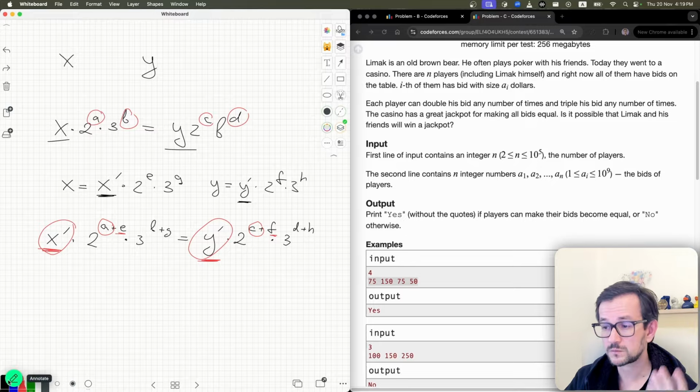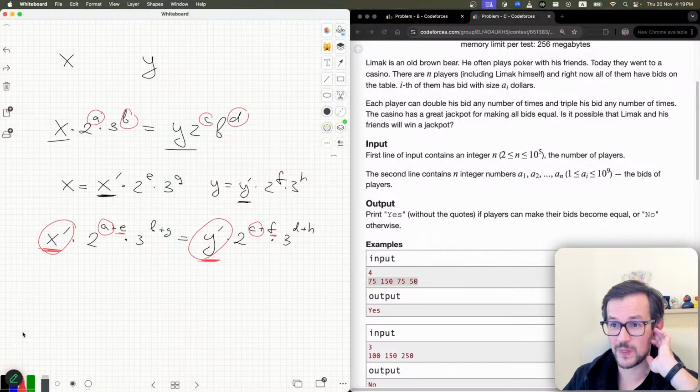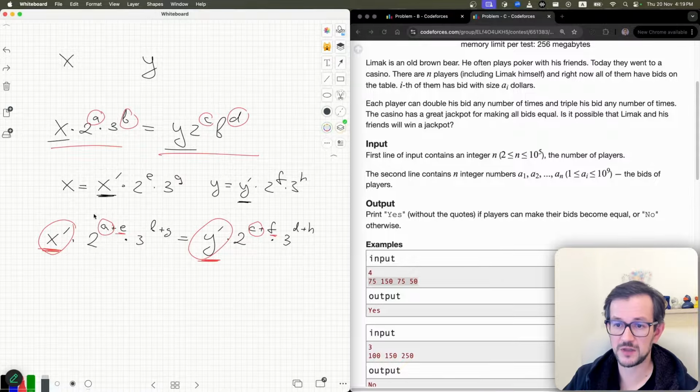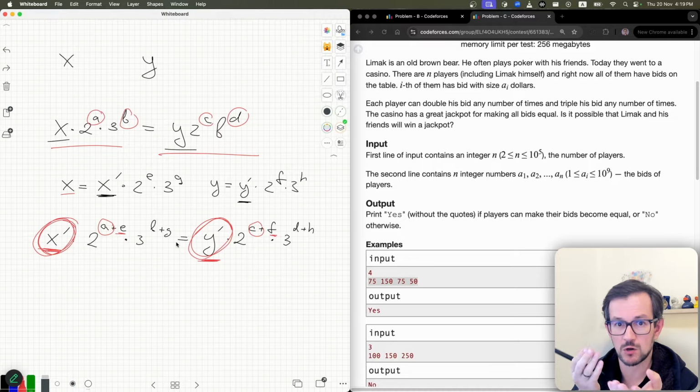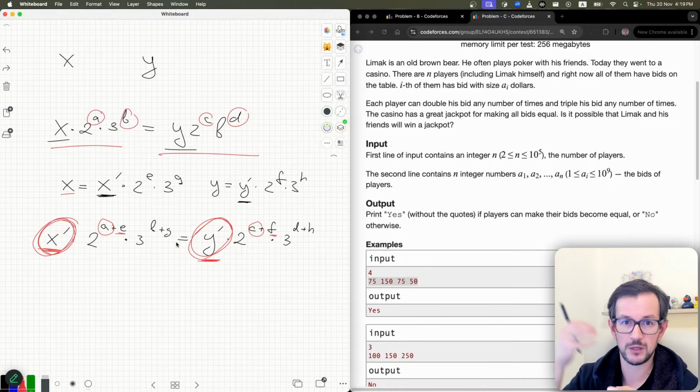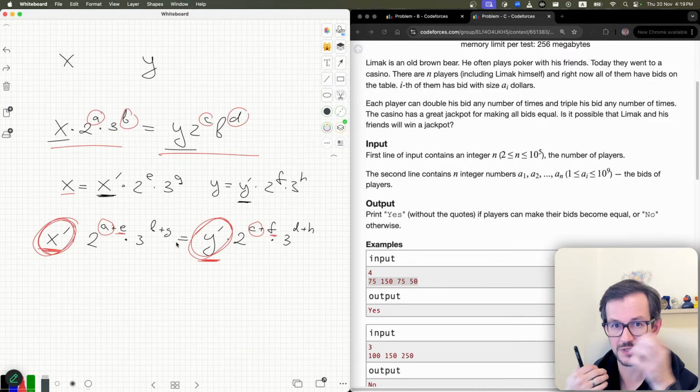So finalizing what I just told you. Instead of multiplying by 2 and 3, you divide by 2 and 3. You take the initial numbers and divide them by 2 and 3 until you get some non-divisible core of the number. Now, if you want to make numbers equal, you cannot change this core only by multiplying by 2 and 3. So this core must be the same.